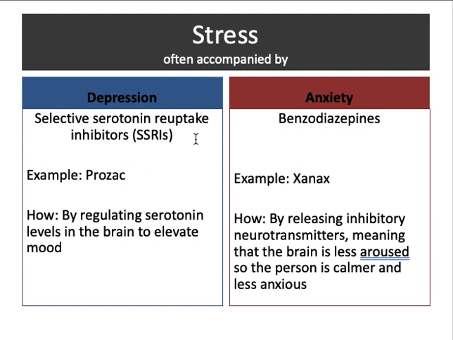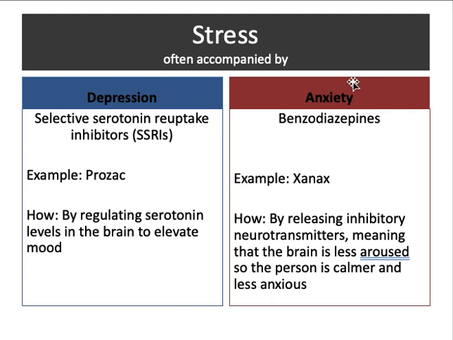Okay, so you all know about paracetamol. So paracetamol is the name of the drug, but there are different brands, Panadol, things like that. So it's the same here. The name of the drug is SSRI. One brand is called Prozac. Okay, now how does this work? By regulating serotonin levels in the brain to elevate mood. So basically this will also work on stress.